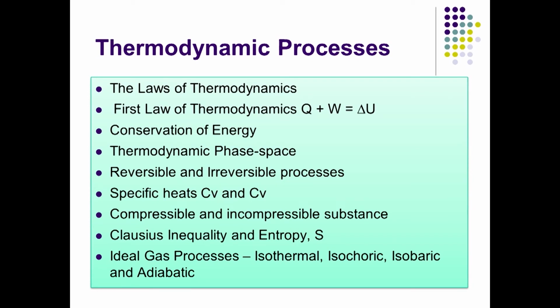And then finally, we looked at 4 different processes: isothermal, isochoric with constant volume, isobaric with constant pressure, and then the adiabatic process where we looked at a nonlinear transition in the pressure and volume curve with the exponential term gamma.